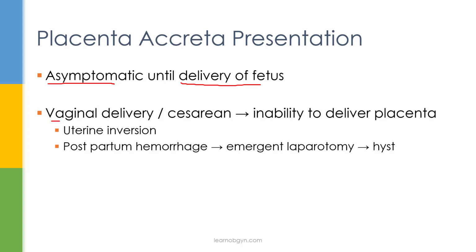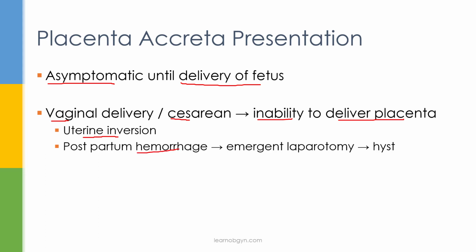So whether they have a vaginal delivery or a C-section, what would happen is after delivery of the fetus, when it's time for the placenta to detach, you are unable to deliver the placenta. And this is again because it's too adherent or attached to the myometrium. If you apply too much traction to the placenta, you may get a uterine inversion where the uterus will literally invert, almost like you're pulling a tube sock in from the inside, and this itself can increase risk of a hemorrhage.